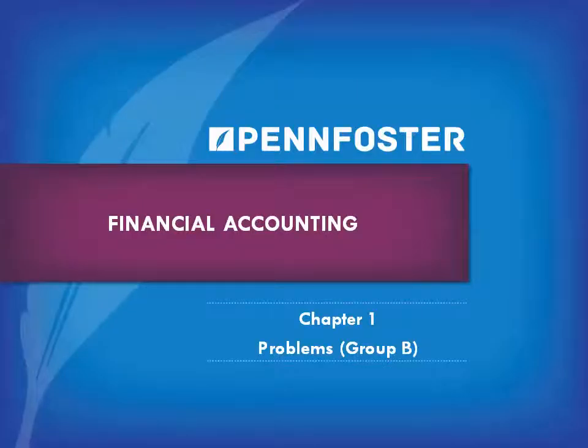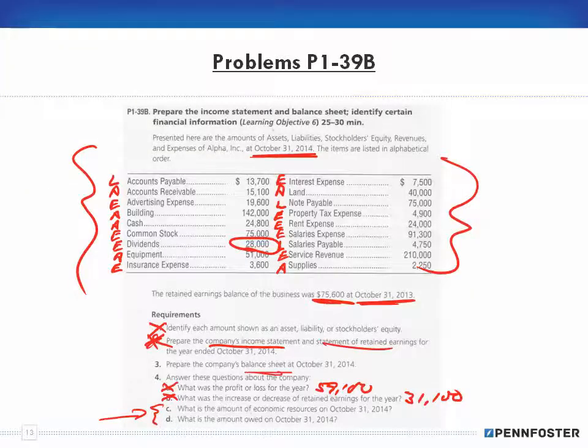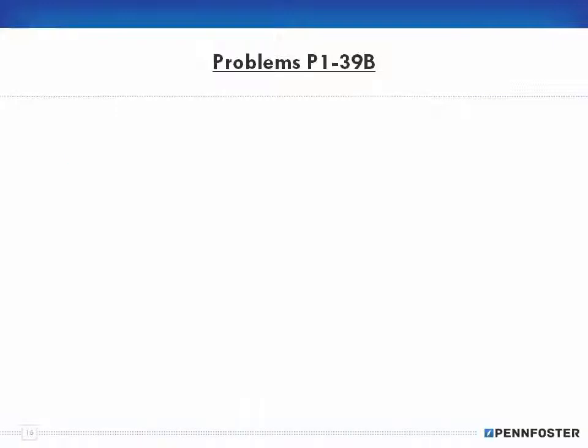Okay, and welcome back, students who are taking financial accounting, and we are working on the Chapter 1 problems, the Group B. And in the last 3 videos, we were working on the problem 1-39B. And all we have left to do here with this problem was to create the balance sheet and then figure out what our economic resources are and the amount that is owed. So let's just jump right to it.